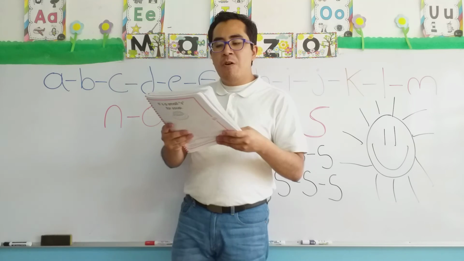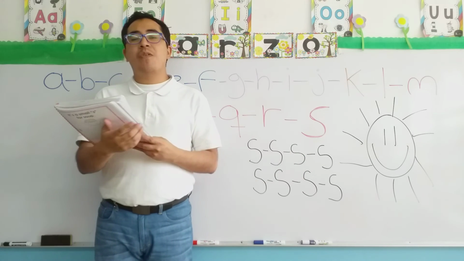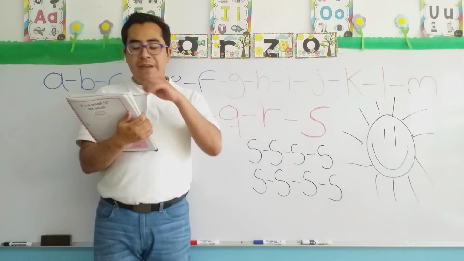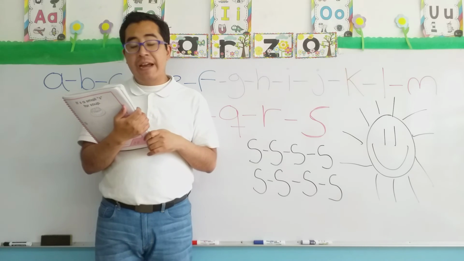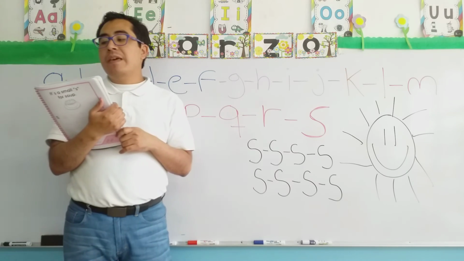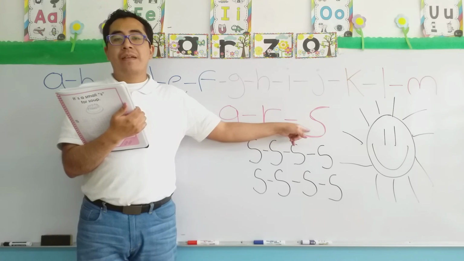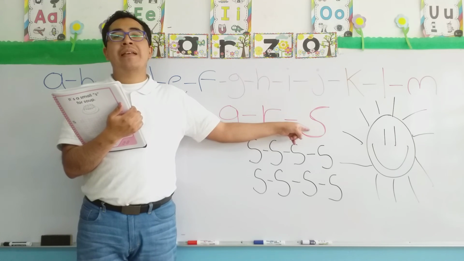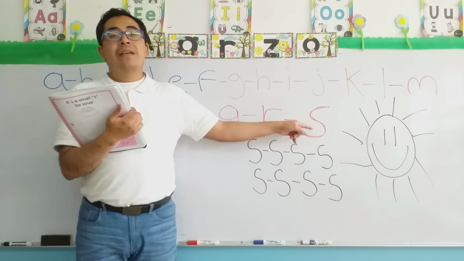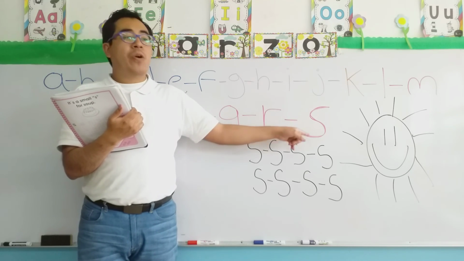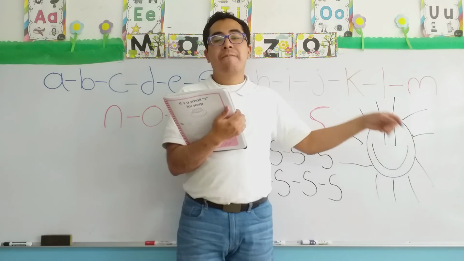Now, on top of the activity, we have a small sentence. En la parte de arriba tenemos una pequeña oración, and it says, dice, it's small s. Es la letra S minúscula. Small s for sun.